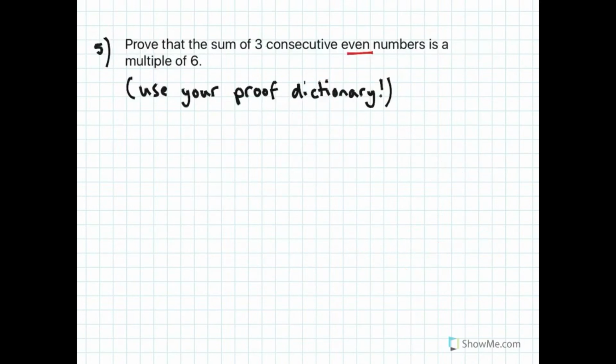On to question 5. 3 consecutive even numbers is a multiple of 6. When you add them together, well, one even number is 2n. You need to think about what the next even number would be, and the next one after that, and then add them together. Look in your proof dictionary for some definitions that might help there. And remember, if we're proving something's a multiple of 6, we should end up with something like that.